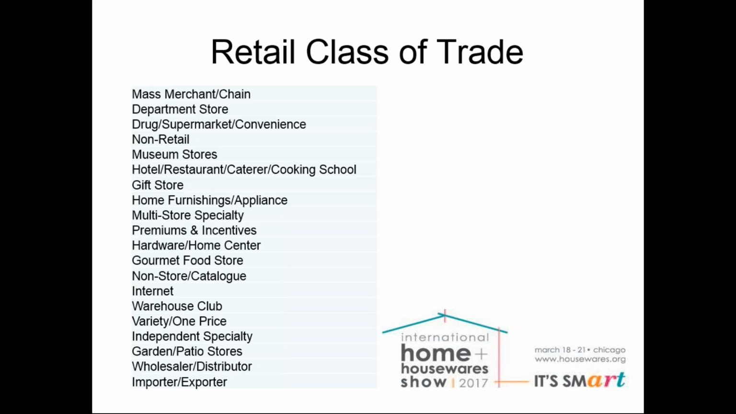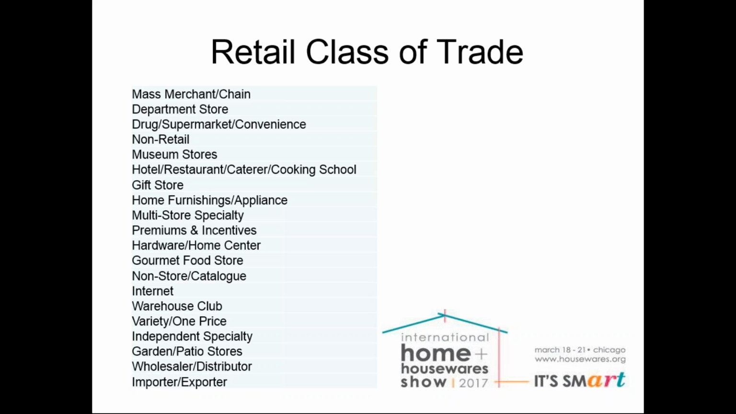But if you look here, you'll see that if you're looking for independents, gift stores, or museum stores, I think you'll find plenty of them to choose from. These are all the people who registered for the show. Everybody who registered for the show has given us a class of trade, or we've assigned one to them if they left it blank. Multi-store specialty would include people like Sur La Table or Williams-Sonoma. Independent specialty would include people like the Cook's Warehouse in Atlanta or Kitchen Window in Minneapolis.